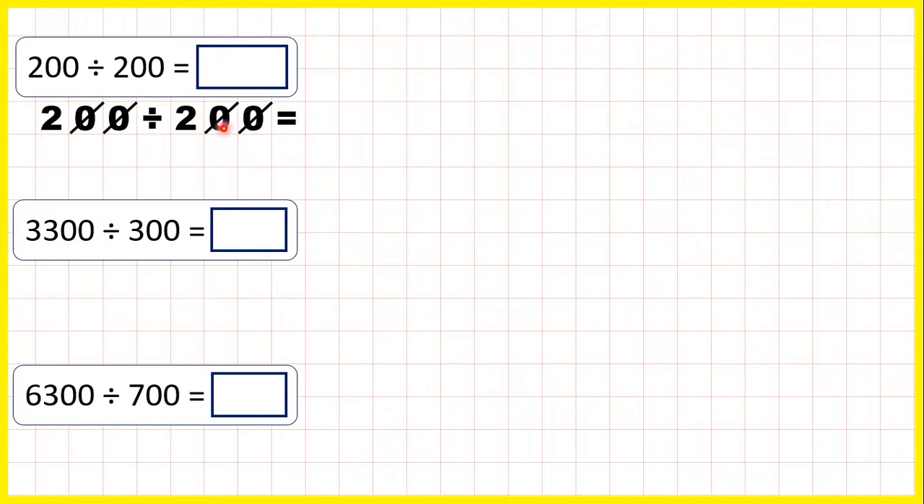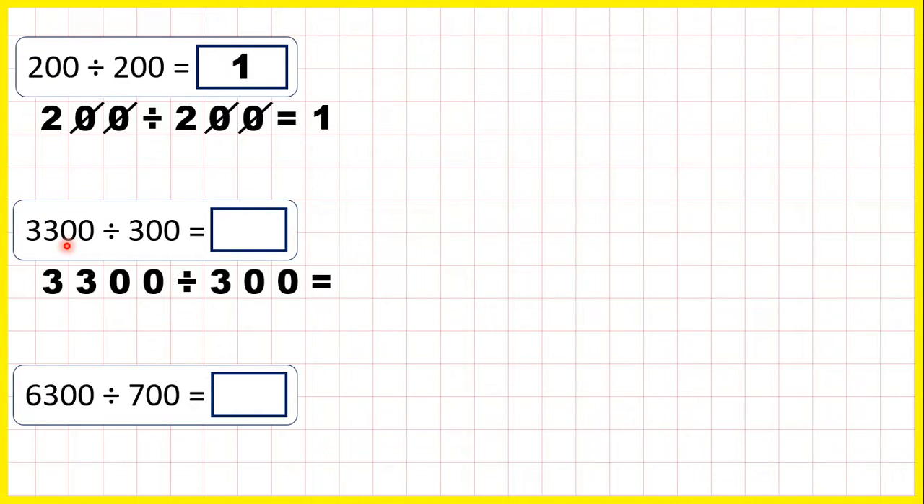So because there's 2 end zeros in our divisor, we can cancel the 2 end zeros in our dividend. Then we just have 2 divided by 2, which is 1. So 200 divided by 200 is 1.